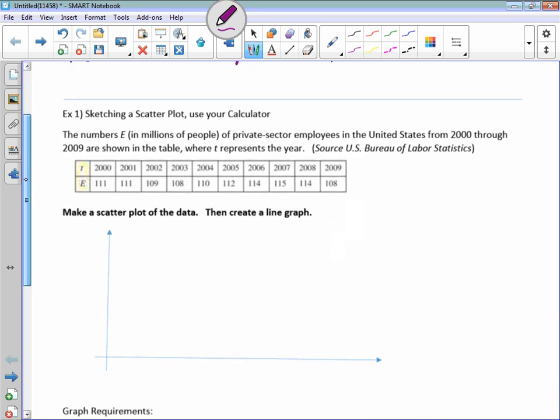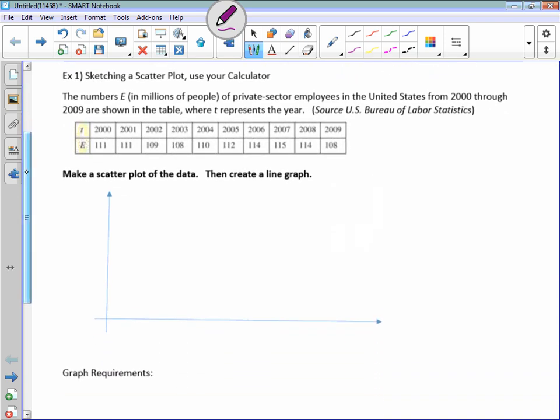All right. So we are going to start with this first example here. We're going to try to make a scatter plot, and then we're going to plot that on our graph. So let's go through some steps. I'm going to open up my TI-85 up here, or TI-84 for you guys, and then we'll walk through the steps together, and then we'll jot down what those steps were.